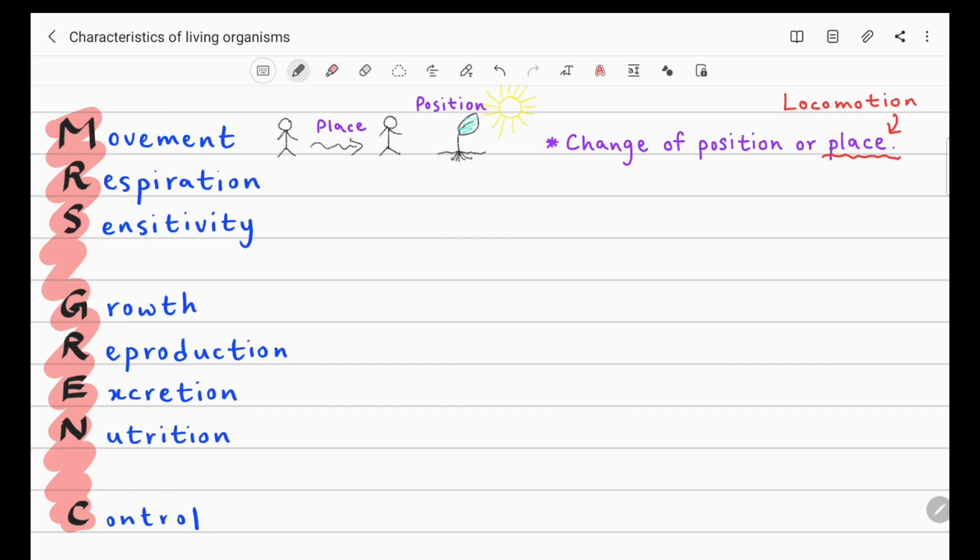The next characteristic is respiration. Now, there's a common misconception that respiration is basically breathing, but it's not, right? Respiration is a chemical reaction that takes place in cells that involves releasing energy from glucose. So, whatever food that we eat, or in the case of plants, they make their own food, the end product would be glucose, which is the main respiratory substrate.